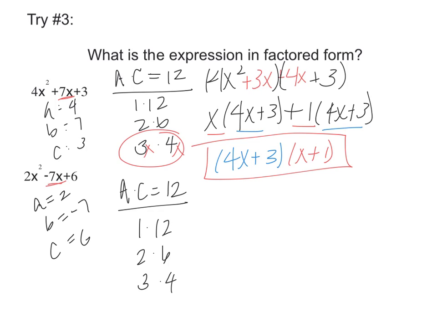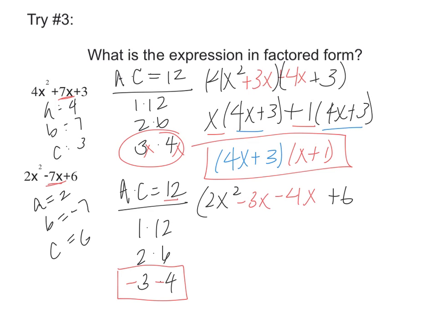4 is both 3 and 4, but they cannot be positive because if I had both positive 3 and 4, I'd get a positive 7. So they have to both be negative. And I know that they could be negative because if I multiplied negative 3 times negative 4, I would get positive 12. So that does work. So let's rewrite 2x squared and then positive 6, and then negative 3x and negative 4x go in the middle.